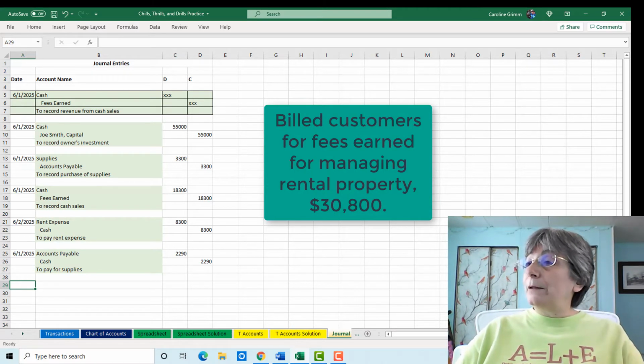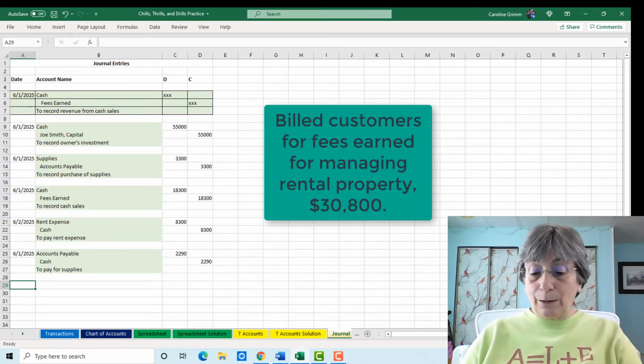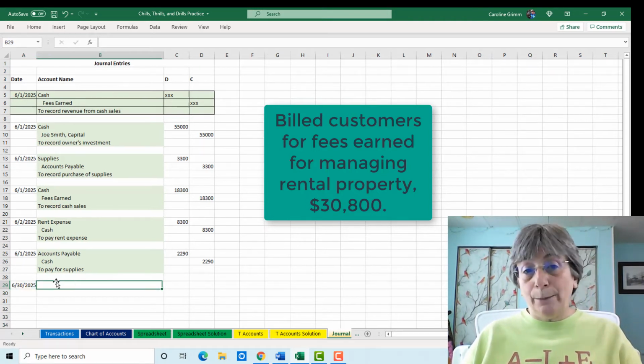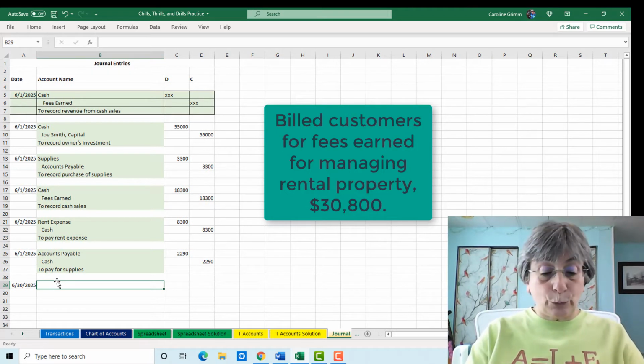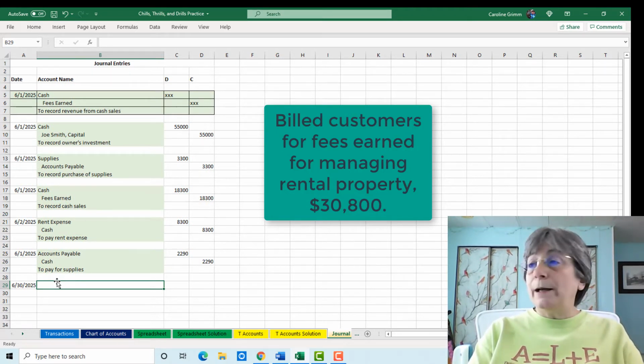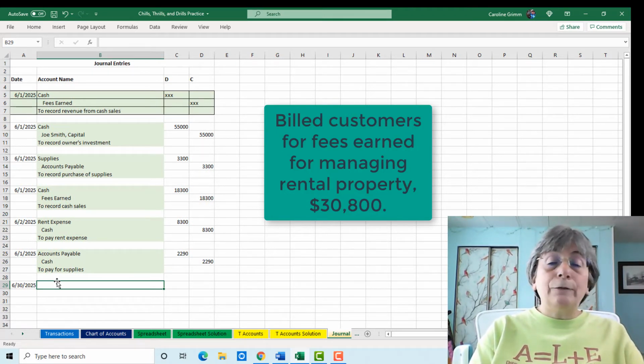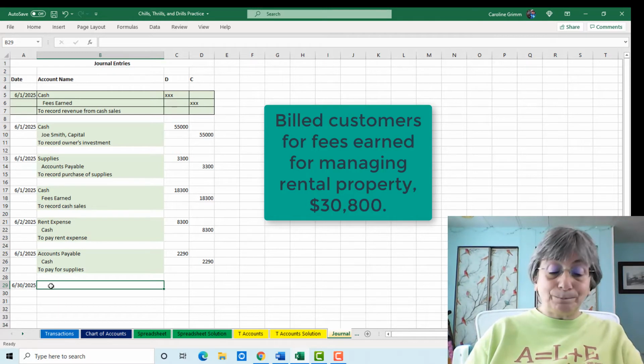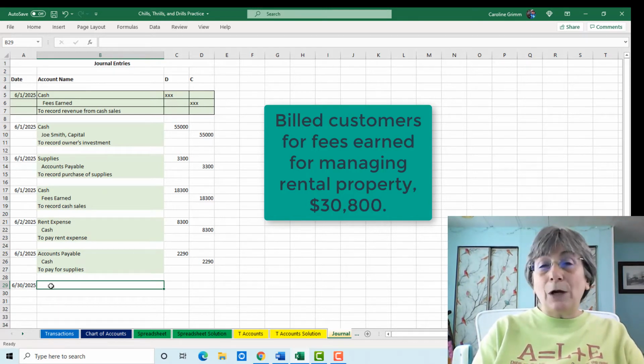Okay, and then the next thing that happens is we're going to bill our customers for fees earned, $30,800. And I'm going to make this as of the 30th of the month. Why not? Of course, in real accounting, you wouldn't make up dates. You would know what the dates were. So what are we getting here? We have just sold to our customers $30,800. And we haven't gotten the money yet.